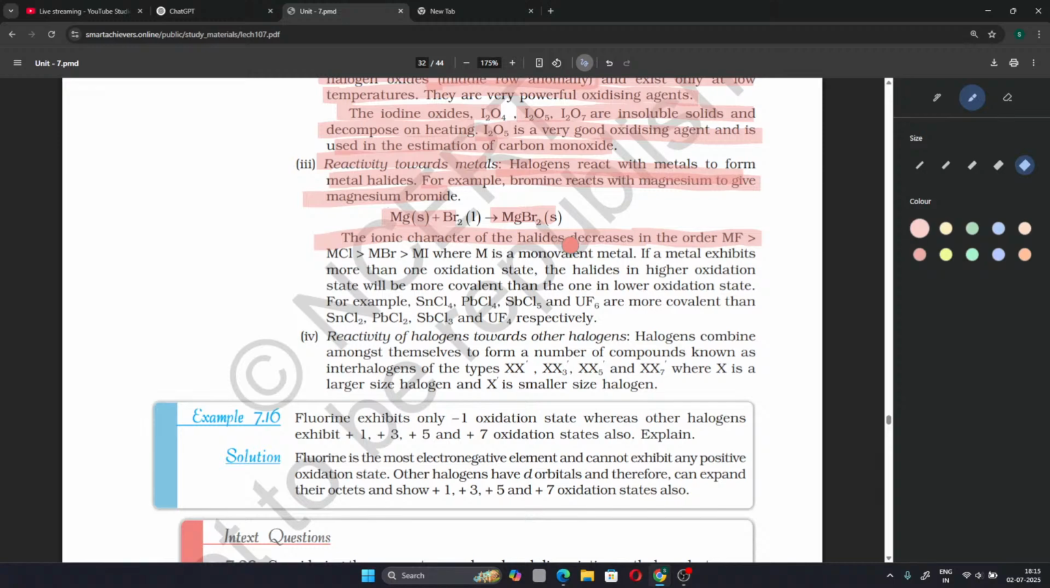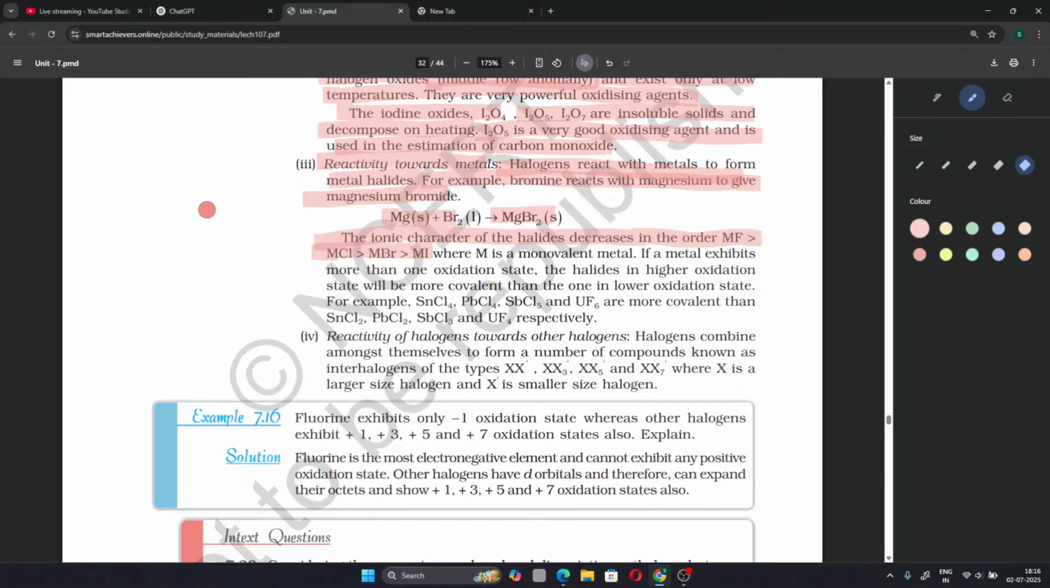The ionic character of halides decreases in the order, with metal fluoride having the highest and metal iodide having the lowest ionic character. This is because the electronegativity of fluorine is the highest, so the ionic character of the metal fluoride is also the highest. And we also saw that the higher the oxidation state, the higher the covalent character. As the oxidation state increases, the covalent character increases.